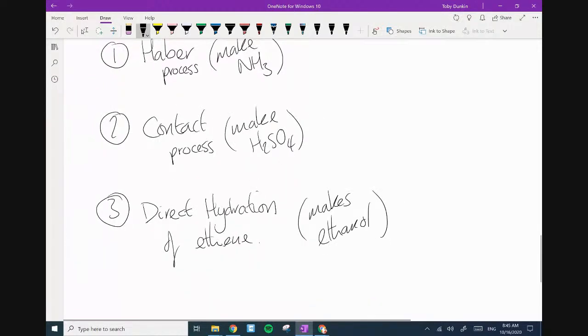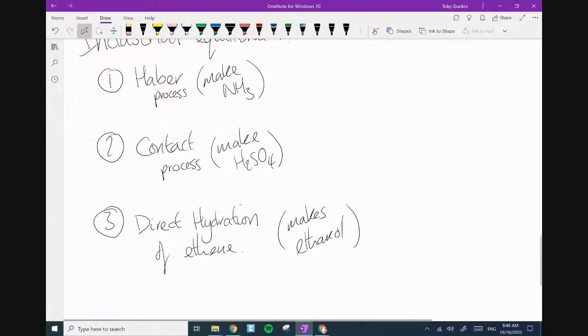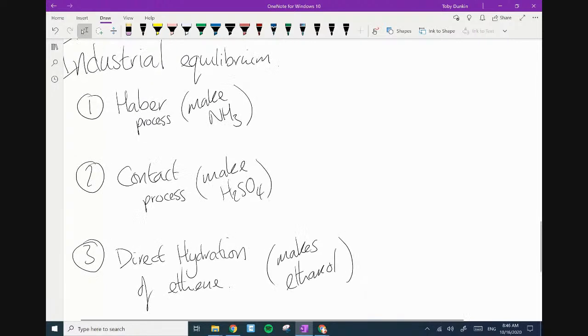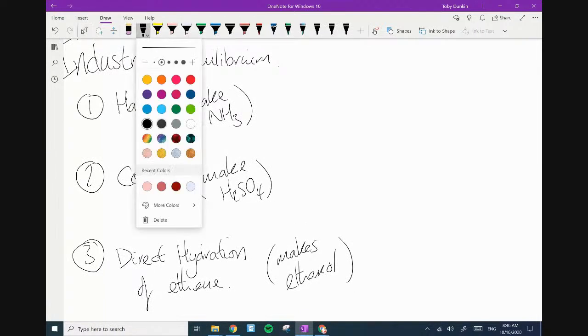Cool. Is there any other industrial equilibriums that I think you need to know? Not really. Can't think of any more off the top of my head. I'm sure there will be loads more of them. But these are the three that come up on a regular basis, and you need to know your conditions. Okay, so let's look at the equations.